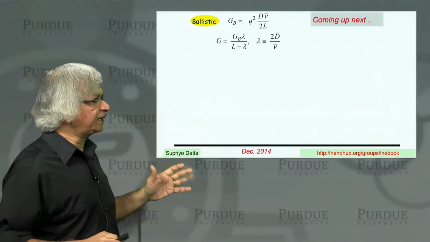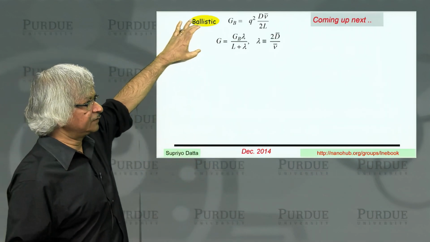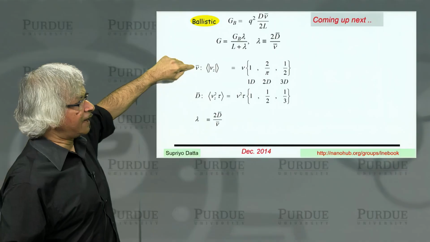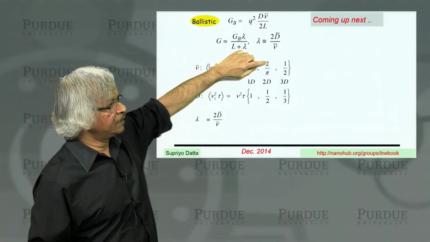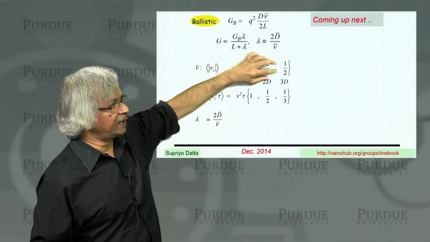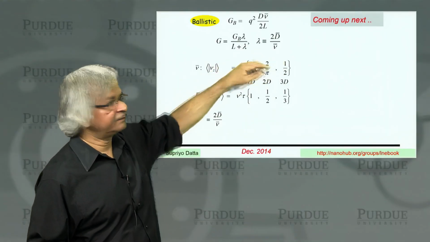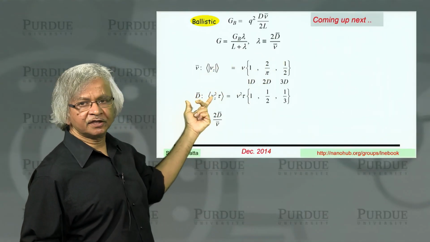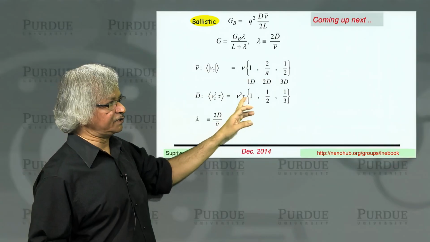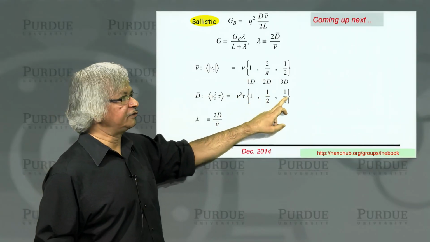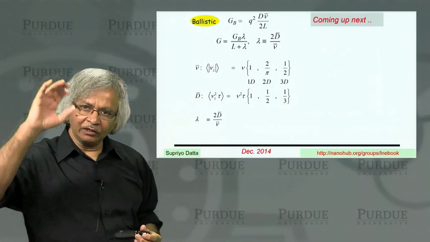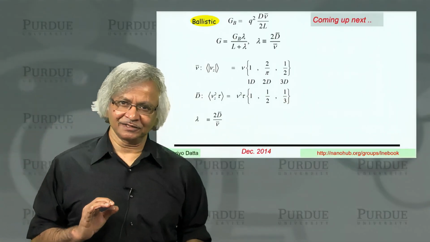So if you collect all those results together, what you'd have is the average value of velocity. In 1D, it's just v. 2D there's a 2 over pi. 3D, there's a factor of half. For the diffusion coefficient, actually the result is quite simple. It's v squared tau. 1D is 1, 2D is half, 3D is 1/3. So it's like 1 divided by the number of dimensions.